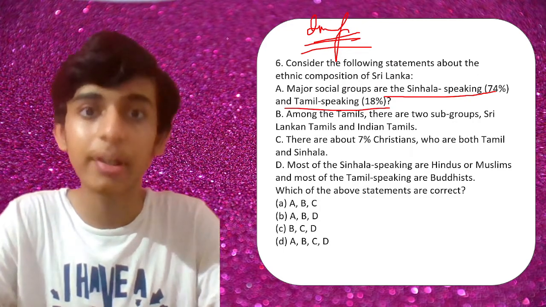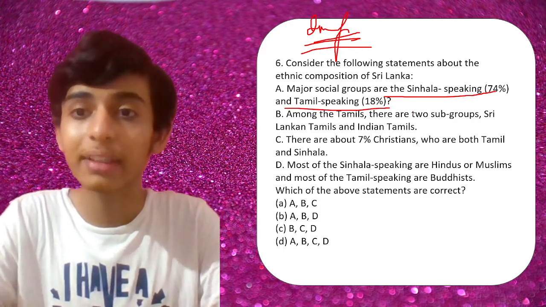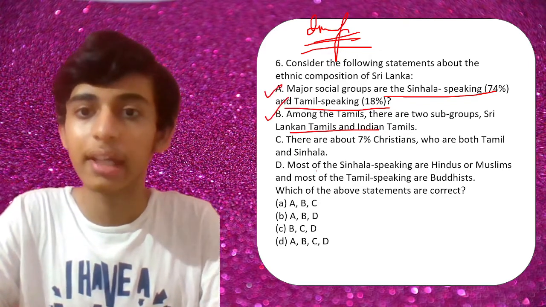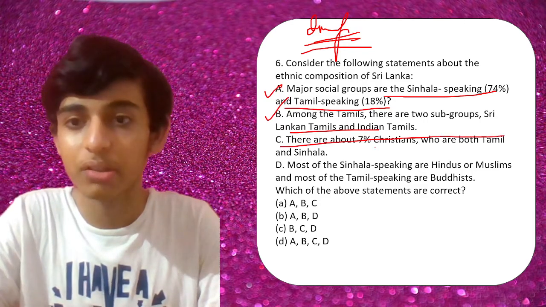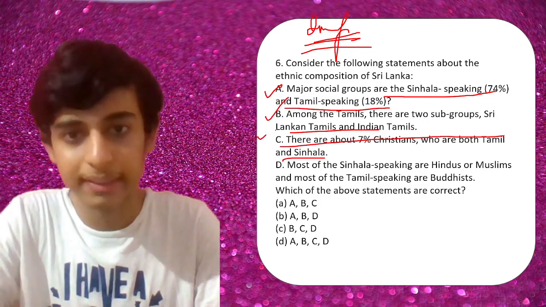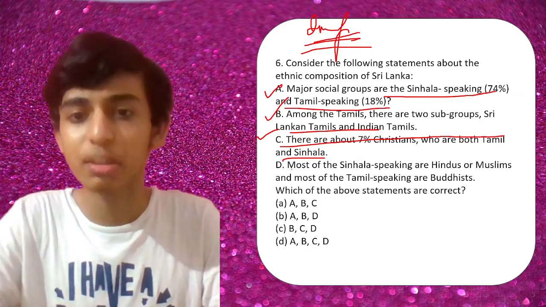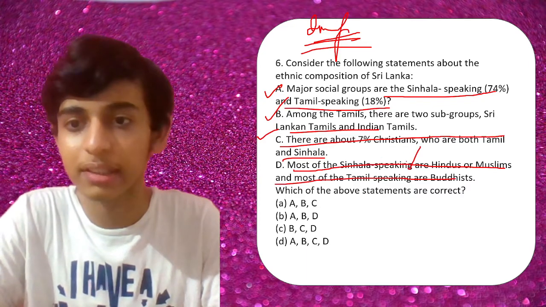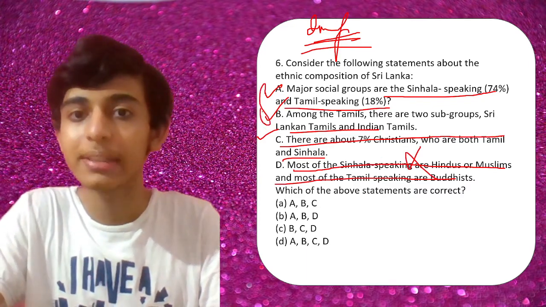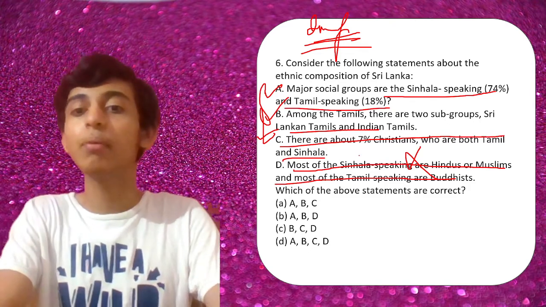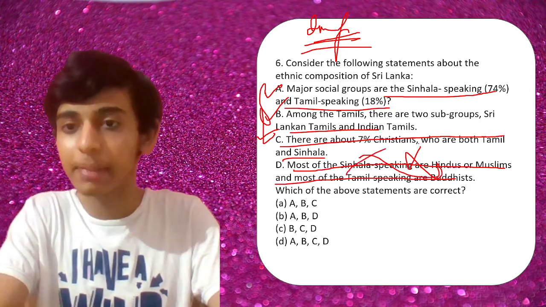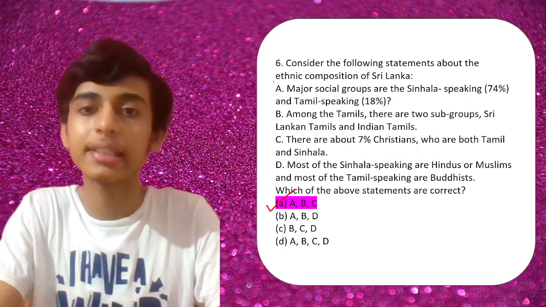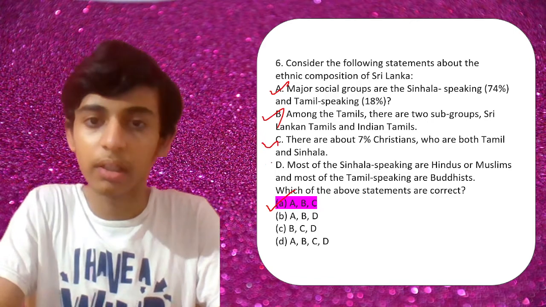Sinhala speaking was 74, Tamil were 18 only. Among the Tamils, there are two subgroups, Sri Lankan Tamils and Indian Tamils. This is also correct. There are about 7% Christians who are both Tamil and Sinhala. Yes, so correct. And last statement, most of the Sinhala speaking are Hindus or Muslims and most of the Tamil speaking are Buddhists. This is wrong. So your answer becomes A, B and C. This was actually most Sinhala are Buddhist speaking and Tamils are Hindus and Muslims. These three statements are correct.